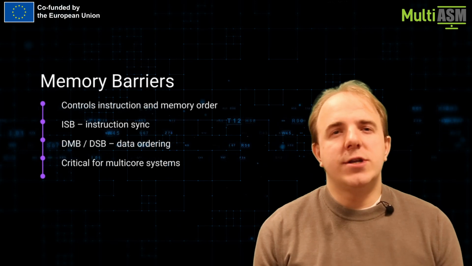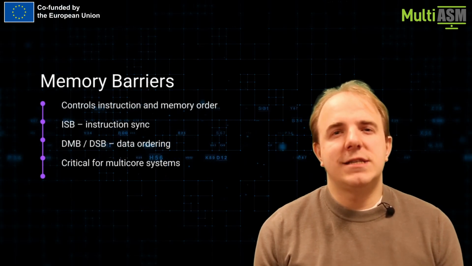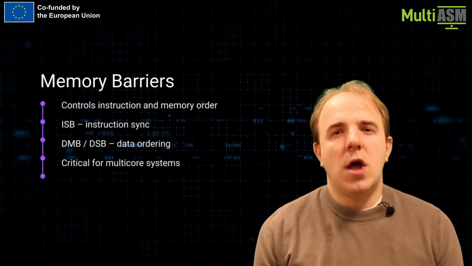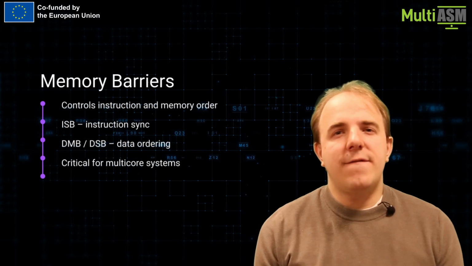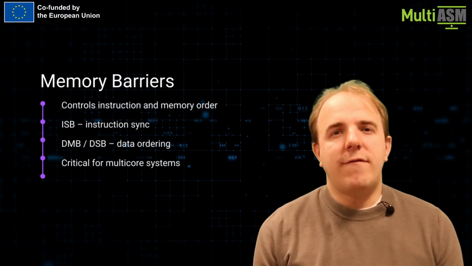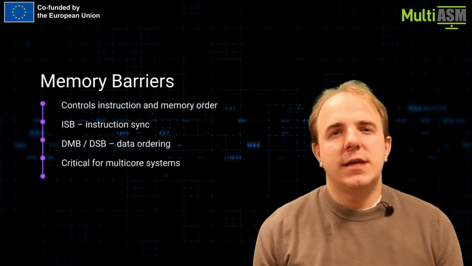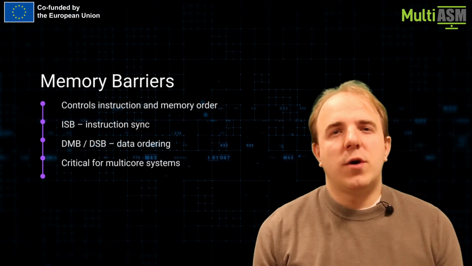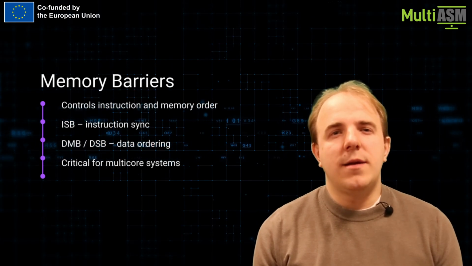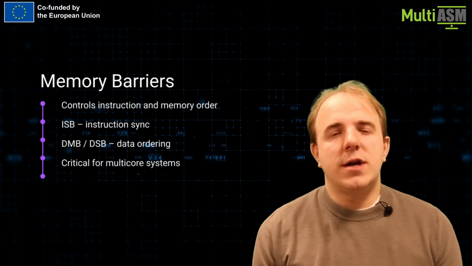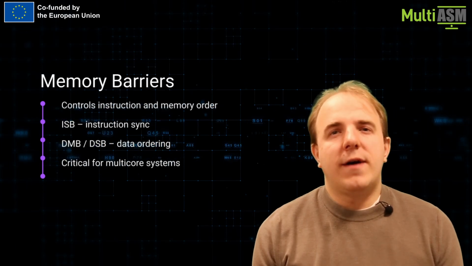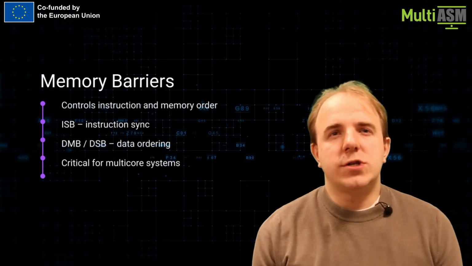Processors can also reorder instructions and memory access to maximize throughput. Most of the time, this is safe and invisible. However, in multi-core systems, DMA operations, or when modifying control registers and memory mappings, instruction order becomes critical. ARM provides memory barrier instructions to enforce ordering.